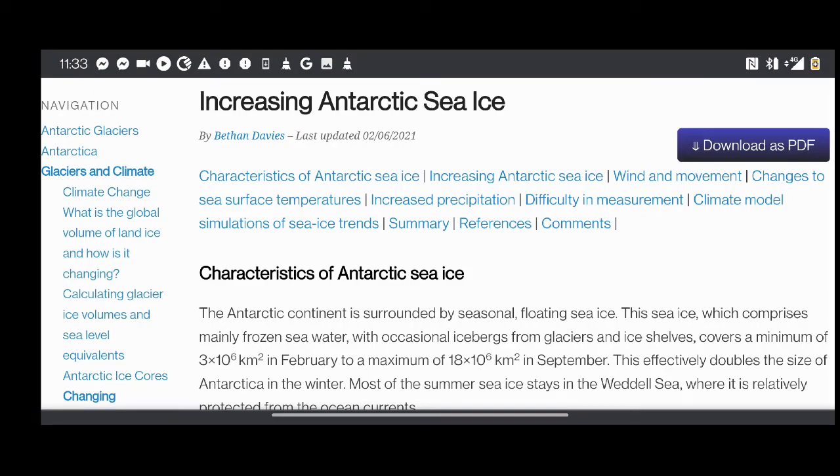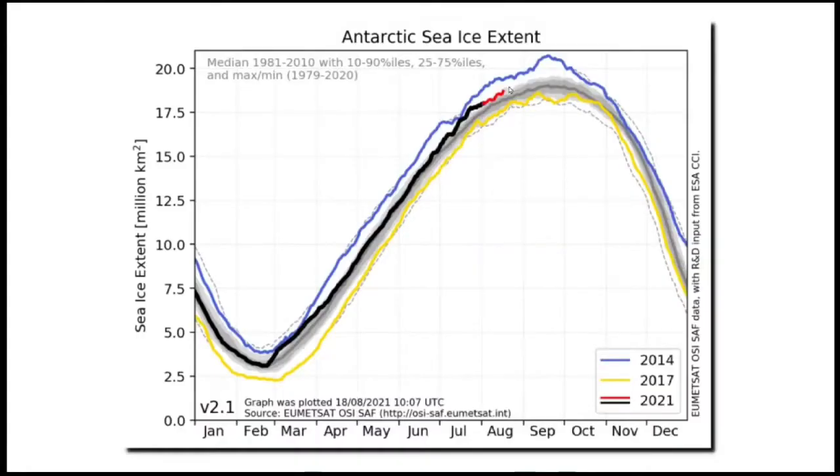Increasing Antarctic sea level, you might have heard of this, but the Antarctic in recent decades has been increasing in its size, the ice levels. And here we have a nice little graph showing the same thing. So 2021 here, you'll see the red is behind the other graphs, but it is absolutely in line with what we've seen recently. So yeah, there's not really much happening here.